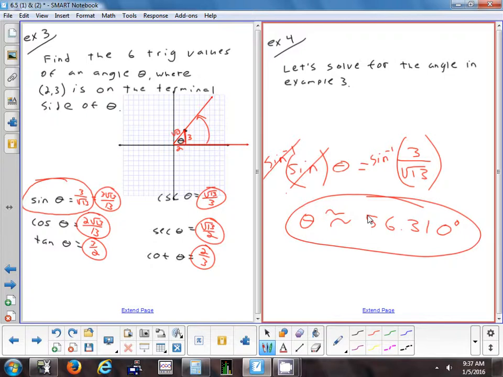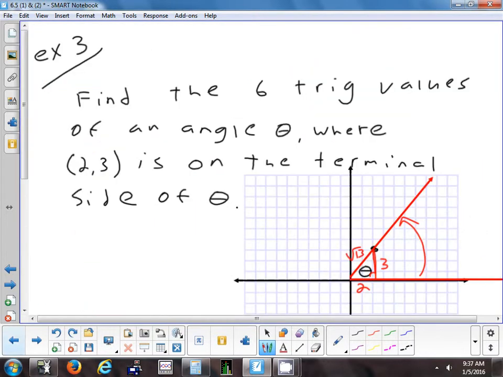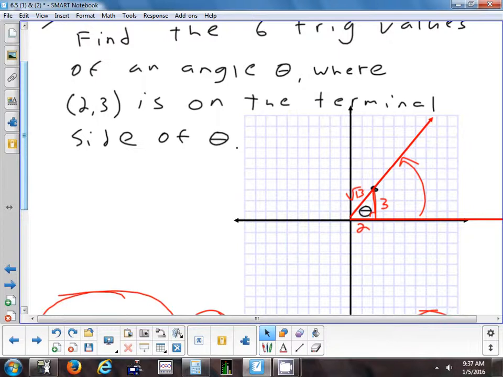Which angle on the triangle is theta? Is it the one towards the origin? Yes. Theta is right there. It's such a small picture, it's hard to point right there.